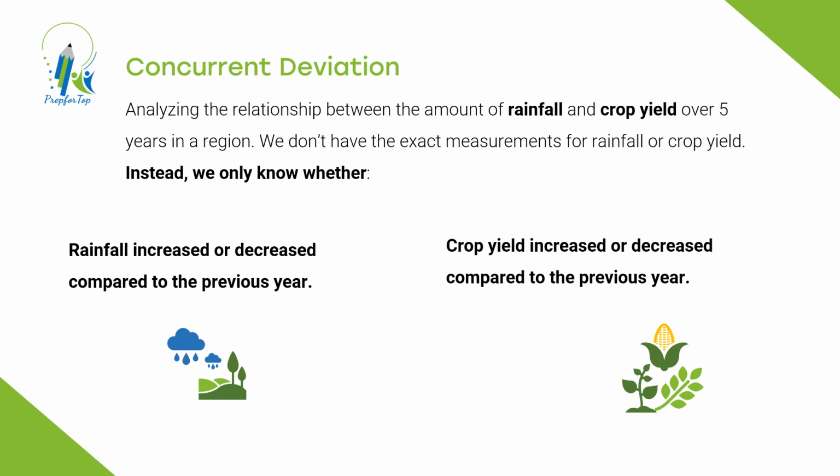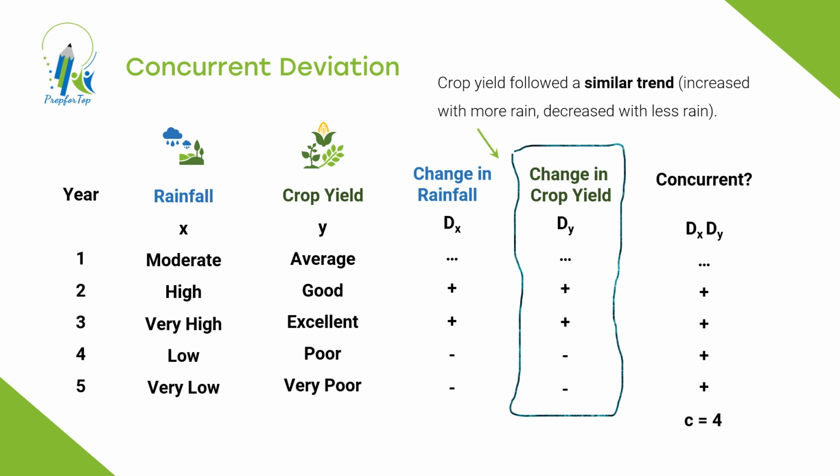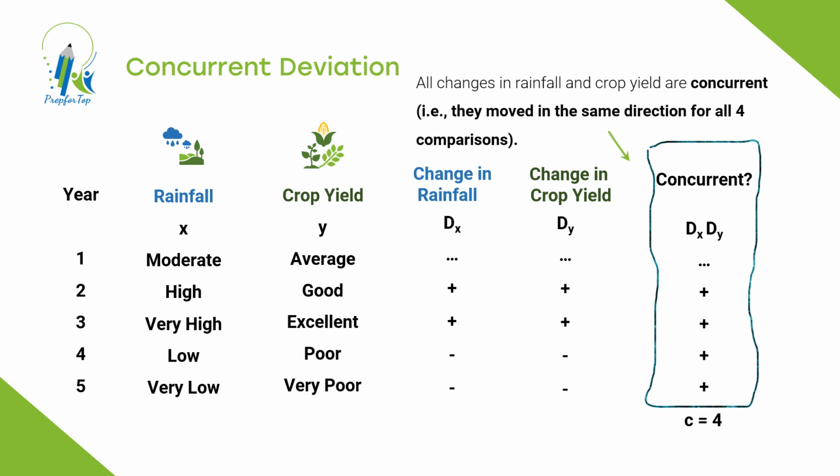Crop yield increased or decreased compared to the previous year. Rainfall increased from year 1 to year 3, then decreased in years 4 and 5. Crop yield followed a similar trend, increased with more rain, decreased with less rain. All changes in rainfall and crop yield are concurrent, that is, they moved in the same direction for all 4 comparisons.